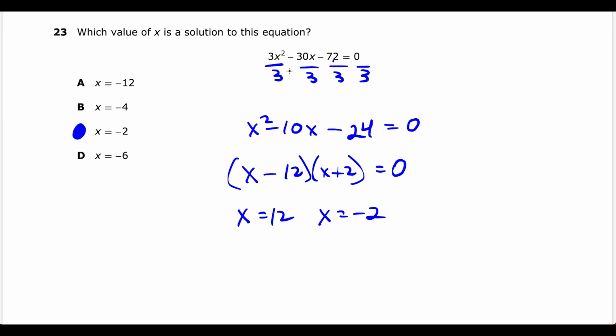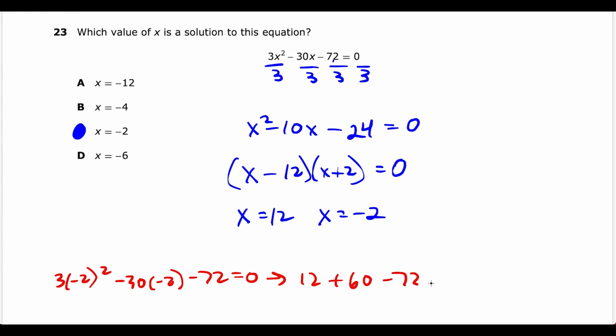But remember, if we wanted to use the calculator for this, we could just plug -2 in for each x value here. And if we work this out by hand, let's see what we get. We would have 3 times 4, after we do -2 squared is 4, and 3 times 4 is 12. Minus 30 times -2, well, -30 times -2 is +60. And then minus 72 is equal to 0. And this is going to work out to 72 minus 72 equals 0, which is definitely a true statement. So C is our answer.